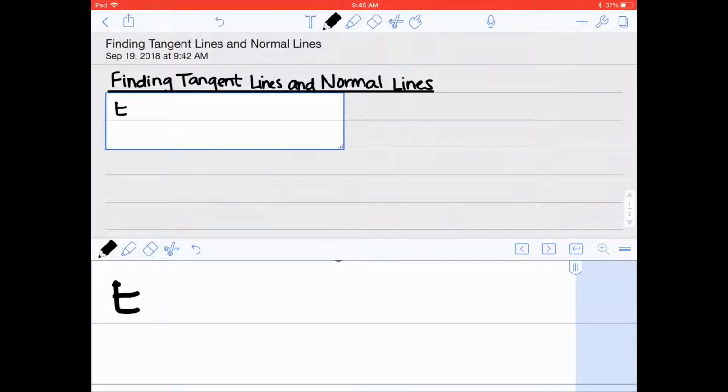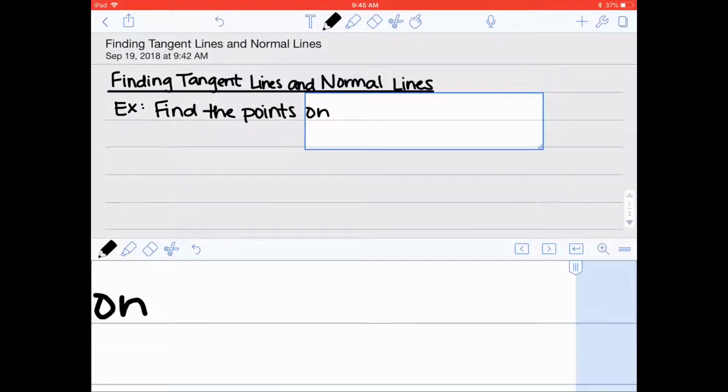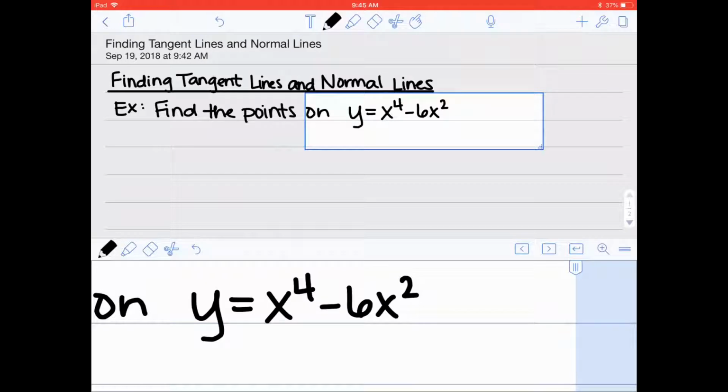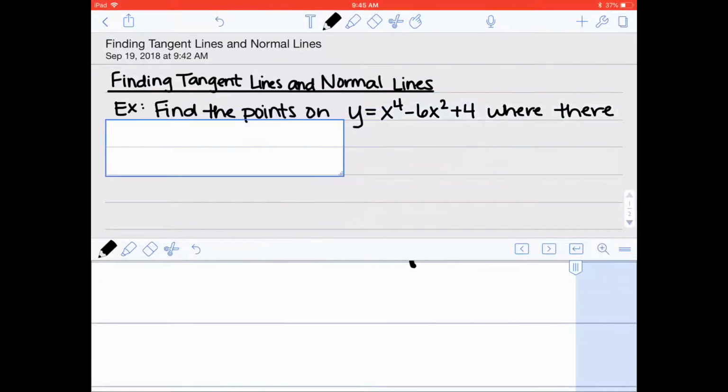So for our first example, the instructions are going to say that we want to find the points on the polynomial y equals x to the fourth minus 6x squared plus 4, where there is a horizontal tangent.